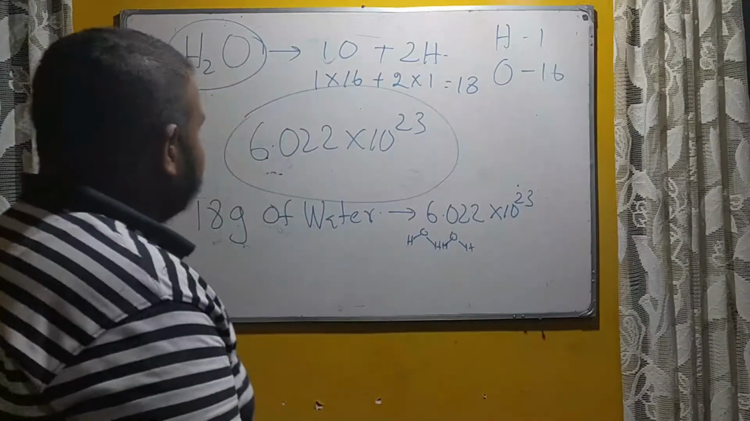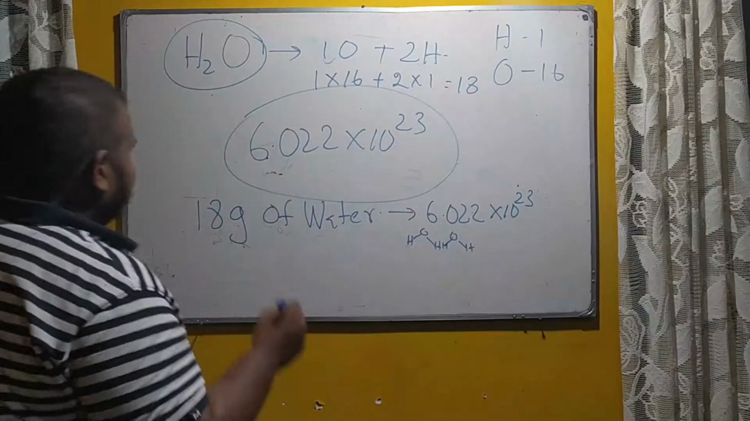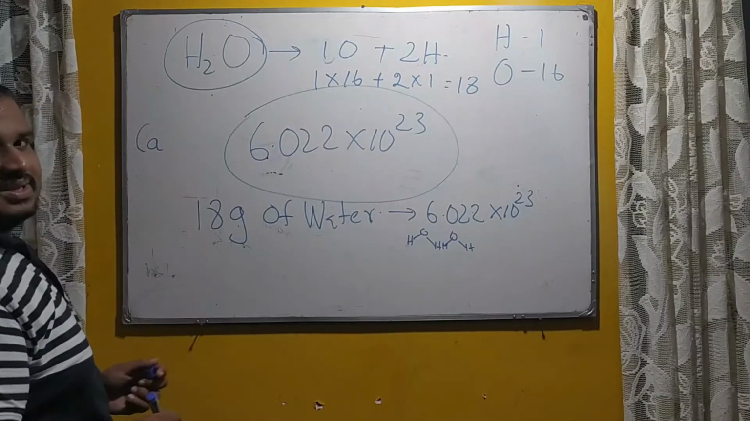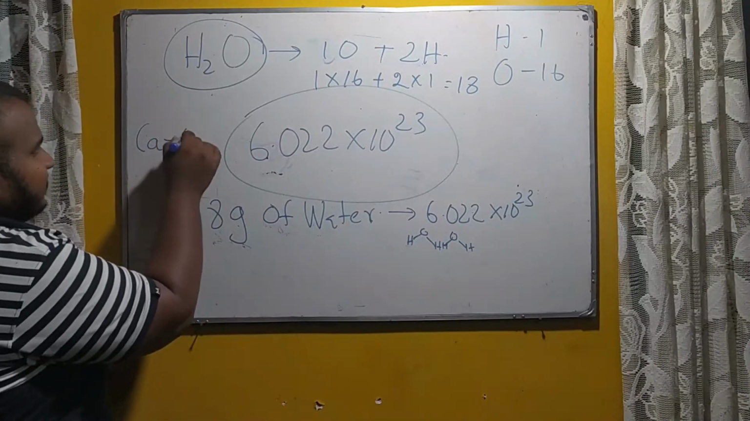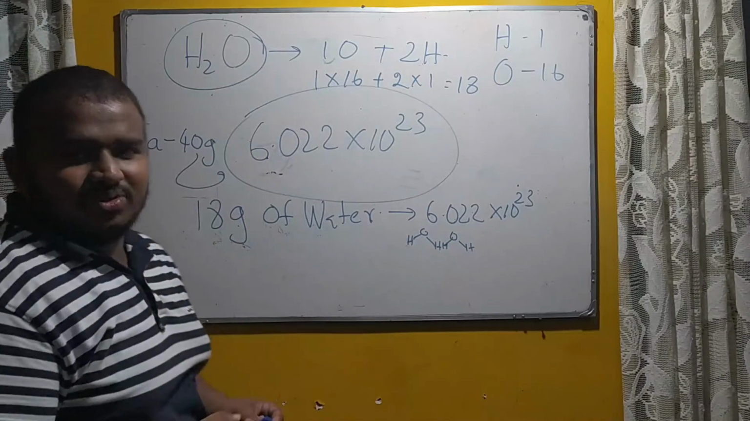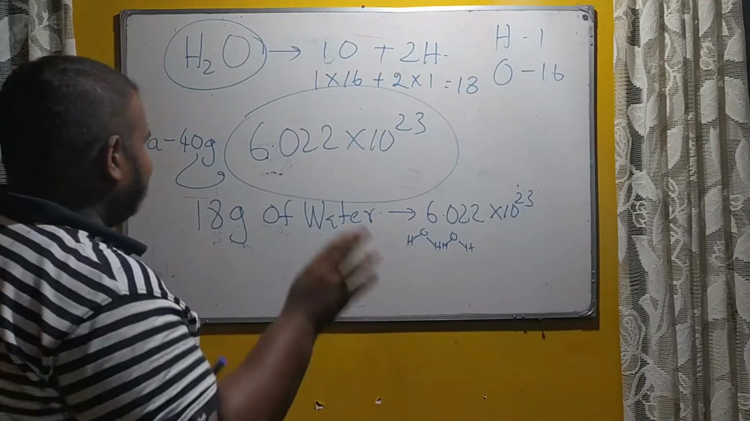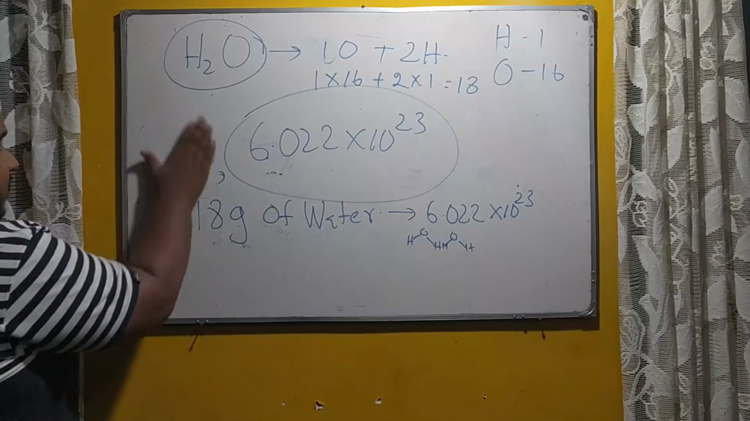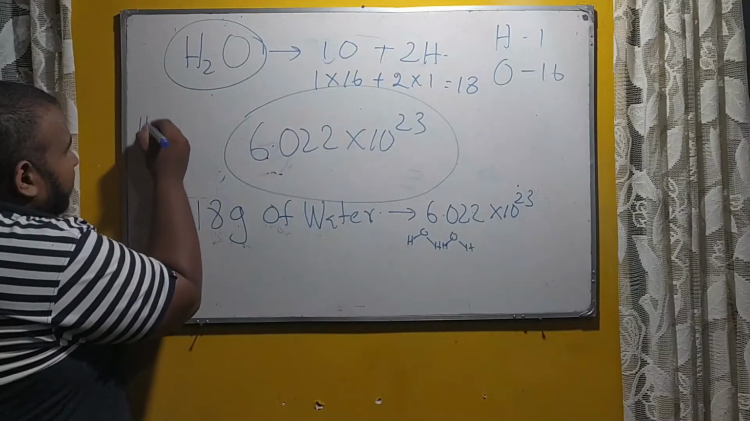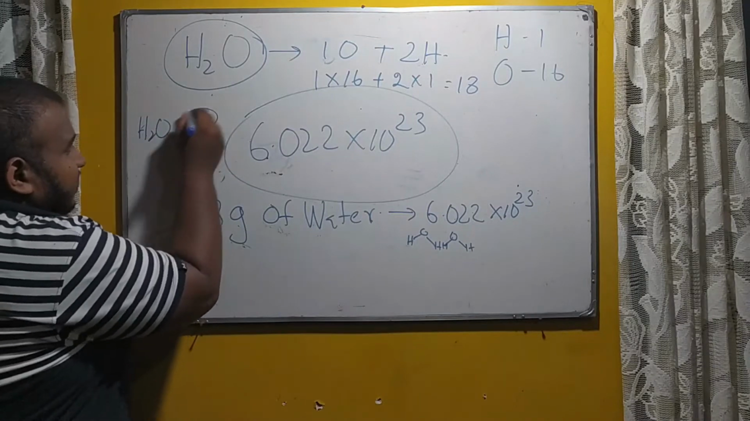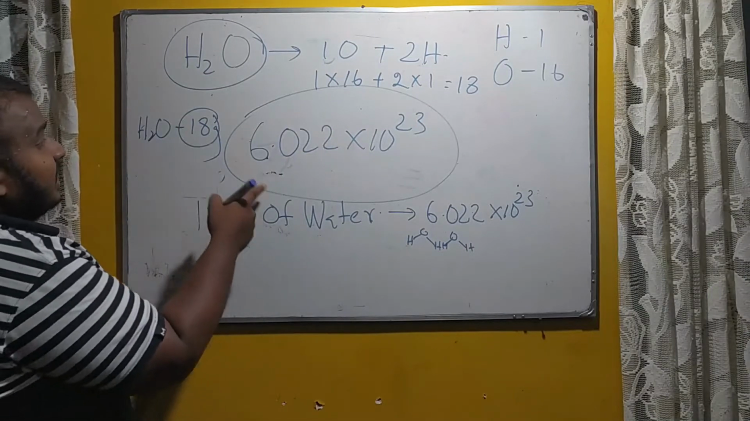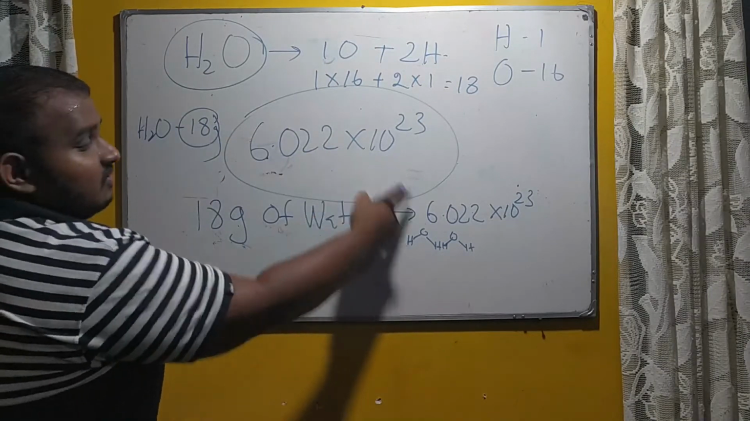What is the idea? It's a bit confusing. Initially, we studied that if you consider calcium, the relative atomic mass is 40. Therefore, if you take 40 grams, there will be this many atoms. But here, I am speaking about compounds. The relative molecular mass of H2O is 18. If you take 18 grams of water, there will be 6.0 × 10^23 water molecules.